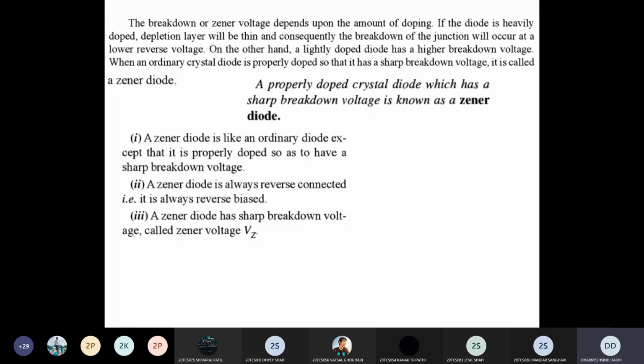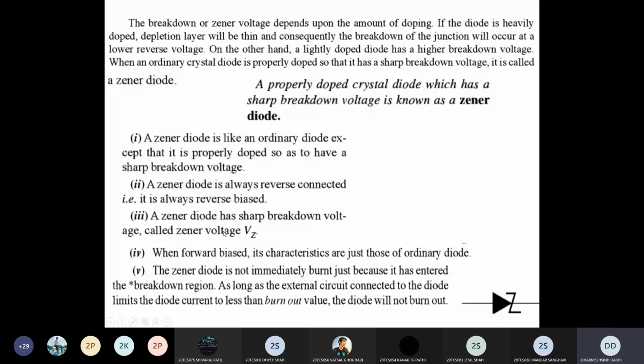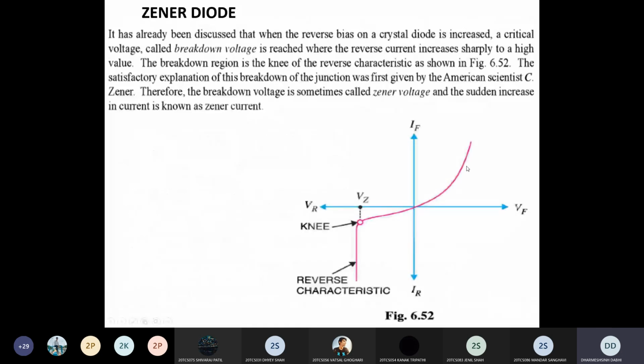Clear? The third one is that the Zener diode has a sharp breakdown voltage. This is called the Zener voltage. And if you forward bias the Zener diode, its characteristic is like a normal ordinary diode. There is no change in the forward characteristics. You can see here, this characteristic is the same as the diode characteristic. The only change is in the reverse bias characteristic, the sharp breakdown of the voltage.